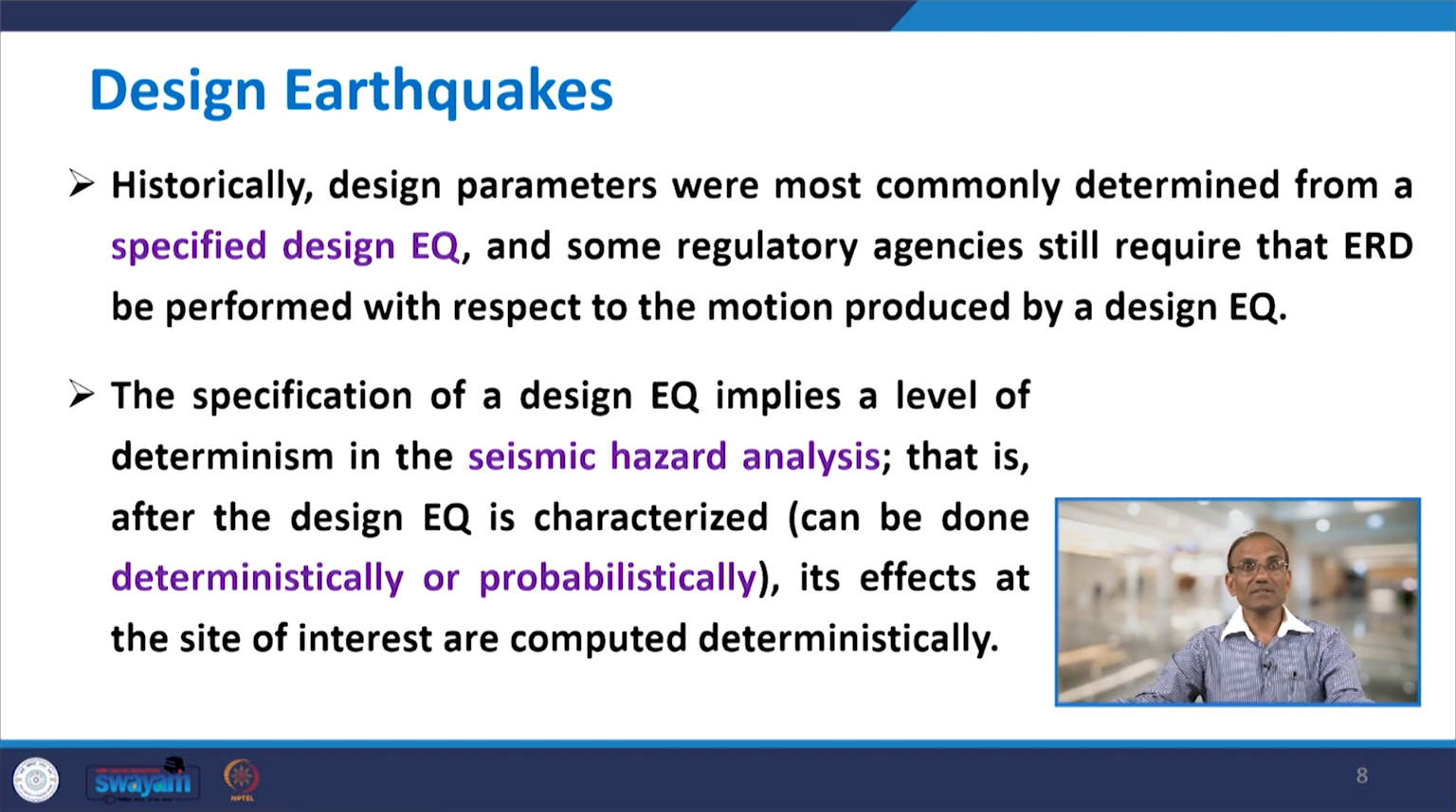The specification of a design earthquake implies a level of determinism in the seismic hazard analysis, which is called SHA, or there are 2 parts of seismic hazard analysis, DSHA and PSHA, which we already discussed in detail. In that case, the design earthquake is characterized, either deterministically or probabilistically, as we discussed earlier, and its effects at the site of interest need to be computed deterministically. So, we can select the design earthquake based on the seismic hazard analysis, which could be deterministic or probabilistic. But once you select a design earthquake, then the rest of the things can be done deterministically.